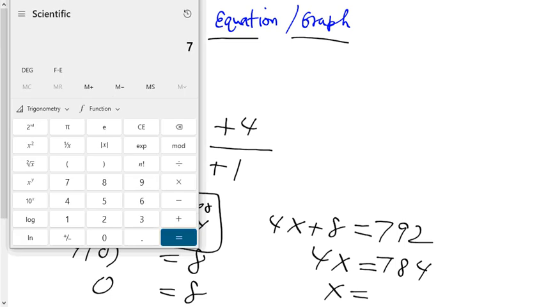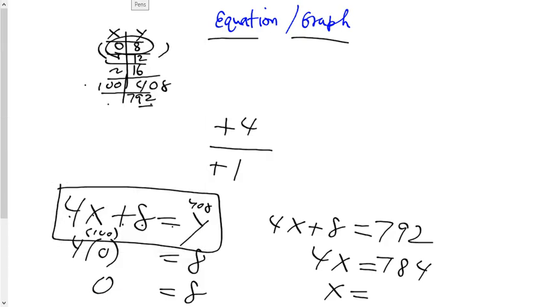Brain's not braining. Can I do that in my head? I could, but my brain's not working right now. 196. So over here, you're going to fill in the chart with 196. When x is 196, y would be 792. That is basically using the equation to extrapolate that information rather than looking on the actual graph.